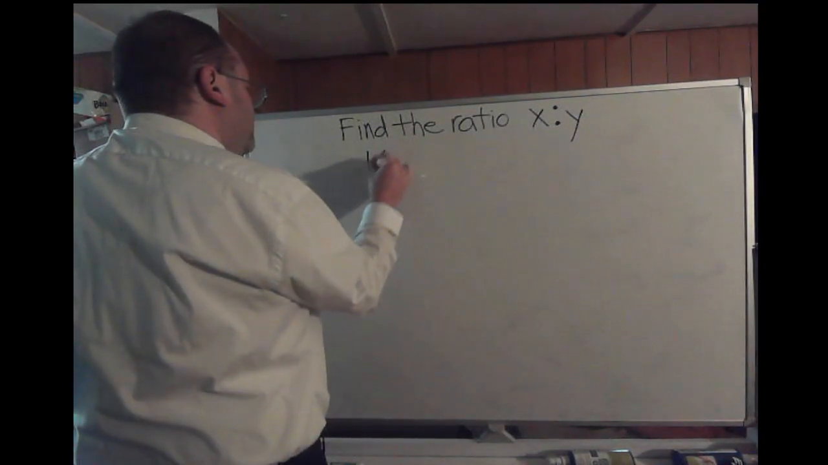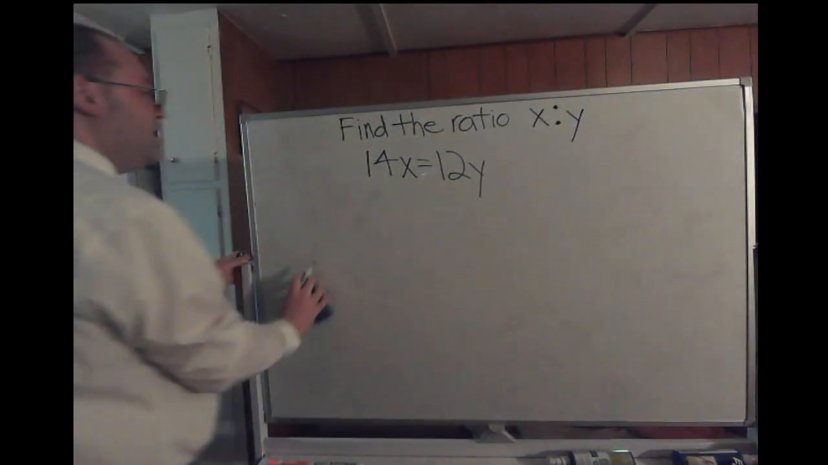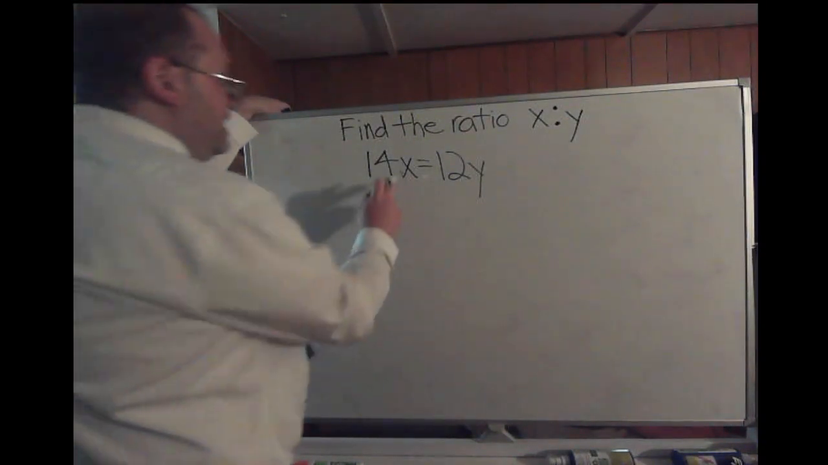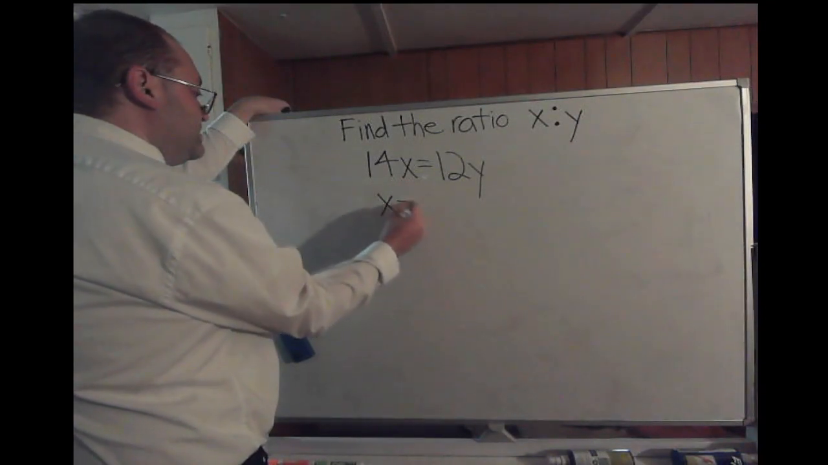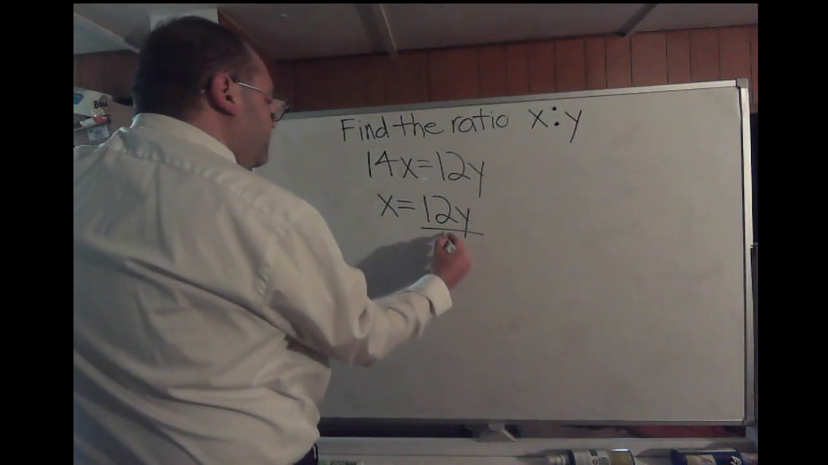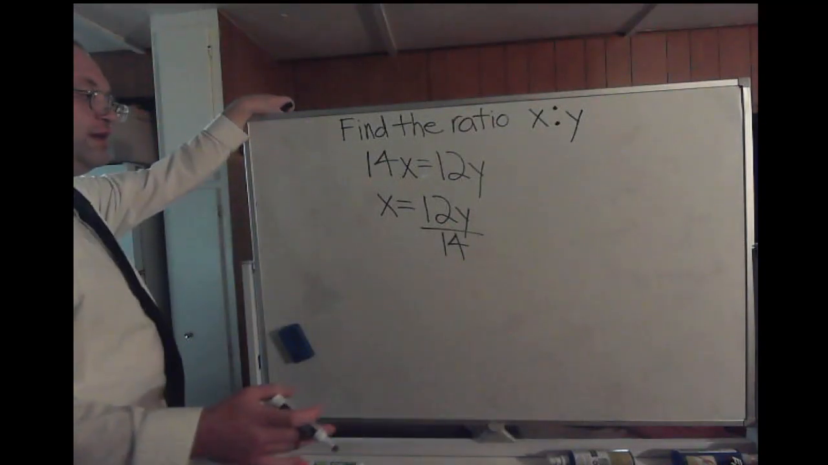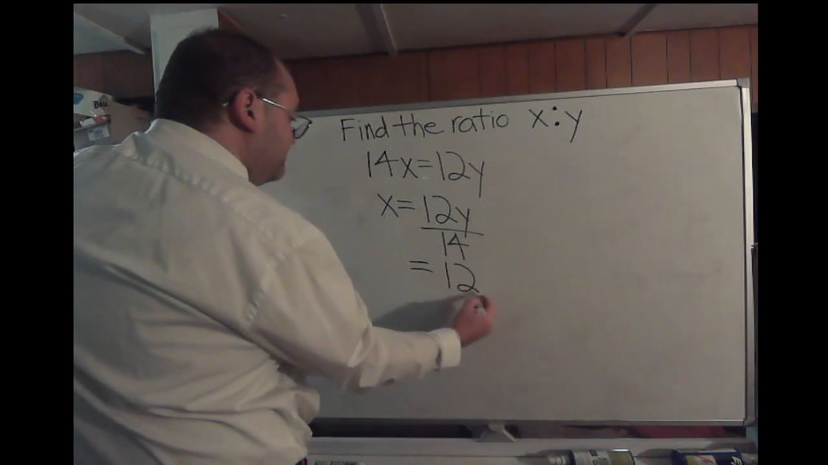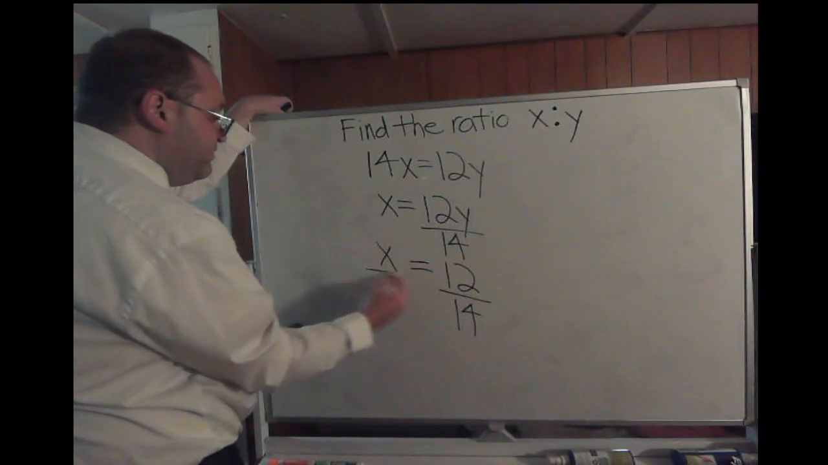Alright, let's see. 14x equals 12y. Well, first thing, divide both sides by 14. You divide the left side by 14, you're just left with x. What you'll end up getting is 12y over 14. Well, the right side, you have your y in the numerator, so you want to divide by y. If you divide the right side by y, you'll simply just have 12 over 14. The left side, you divide by y, you'll have x over y.